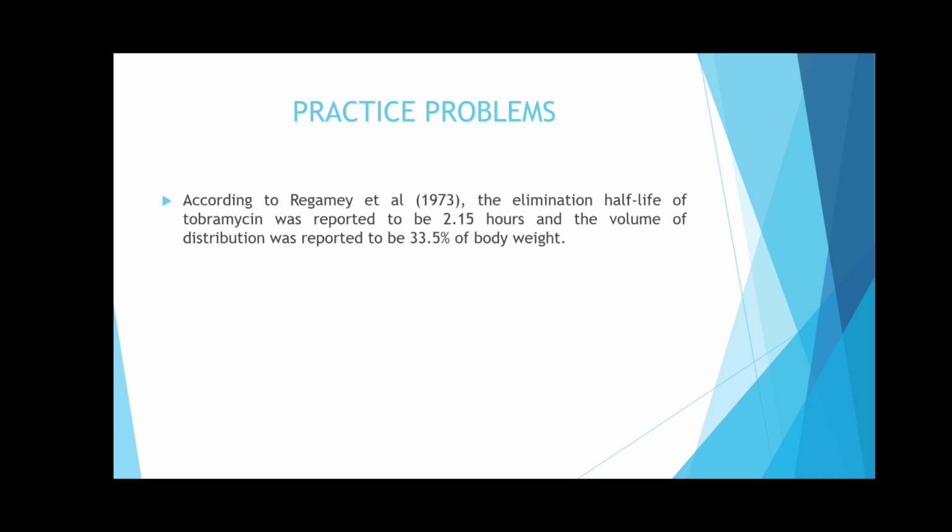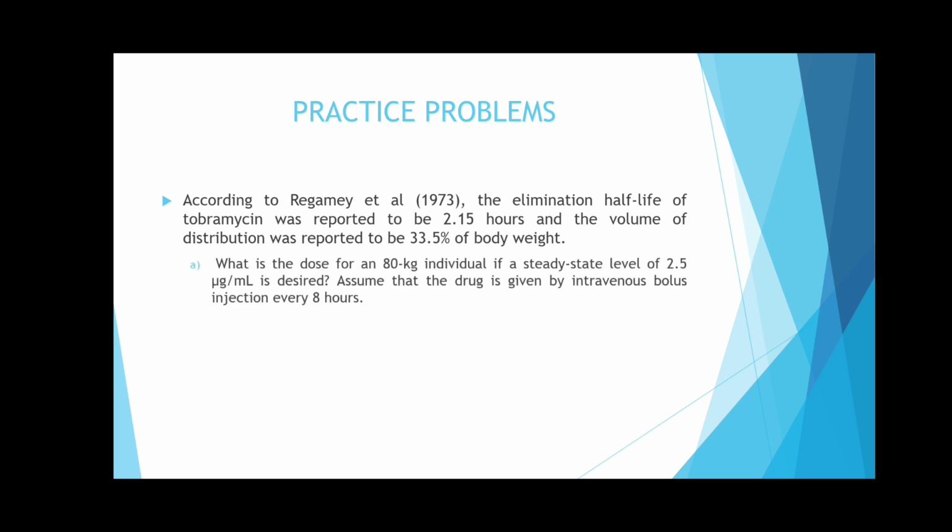Next, one more problem we will solve. According to Regme et al., the elimination half-life of tobramycin was reported to be 2.15 hours and the volume of distribution was reported to be 33.5% of body weight. So what do we need to calculate? What is the dose for an 80 kg individual if a steady state level of 2.5 microgram per ml is desired? Assume that the drug is given by intravenous bolus injection every 8 hours.